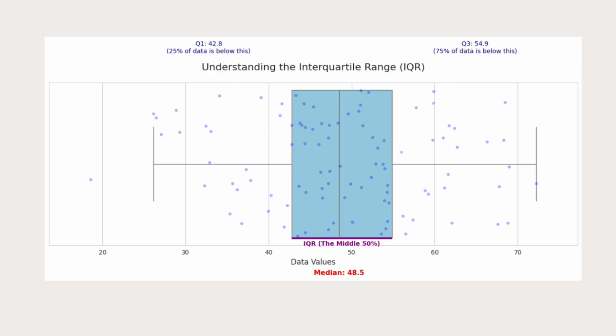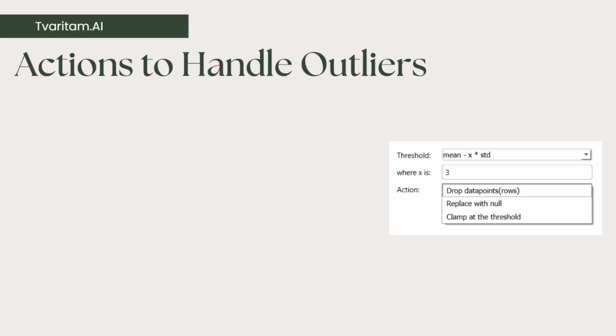It completely ignores the extreme ends, which is exactly why it is not affected by outliers the way the mean and standard deviation are. Now, techniques to handle outliers: first is to remove or drop them.